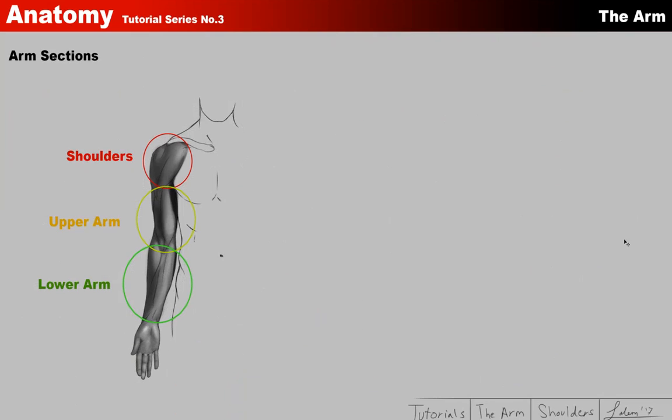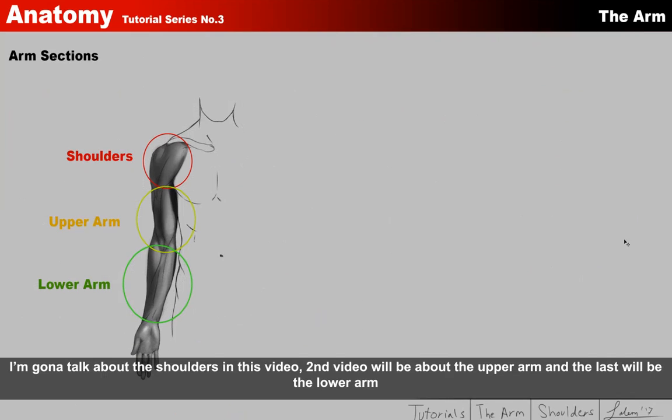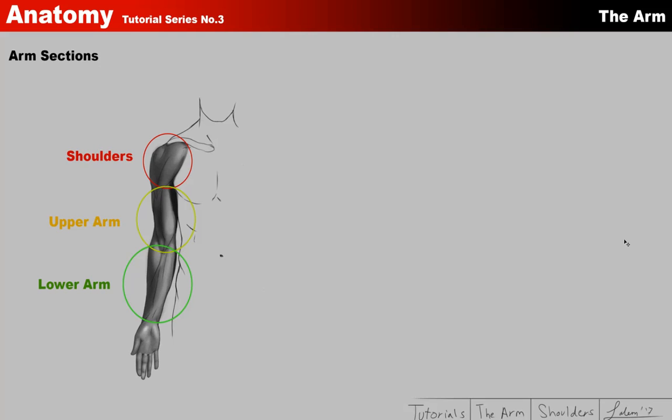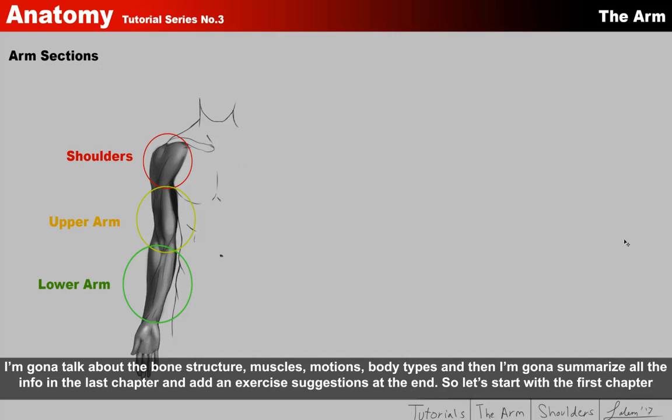So on this video we're gonna talk about the shoulders. The next video is gonna be about the upper arm. The last one is gonna be about the lower arm. In this video we're gonna talk about the shoulder bones, muscles, motions, body types, and at the end there's gonna be a summarizing chapter about the shoulders. Easy things to remember, the names of the bones, the muscles. Hopefully it will be enough for you to understand everything about the shoulders, how to draw it, how to understand it. So let's start with the first chapter.